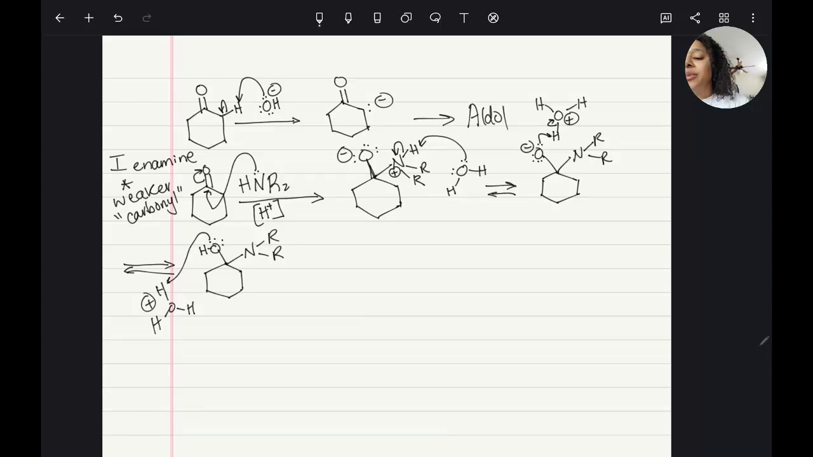Let's draw in our lone pairs. Okay. And a couple of reminders, please don't use the negative charges to attack because they're not attacking anything. It's the lone pairs that are attacking. And don't point arrows towards plus charges because the plus charges are imaginary things.